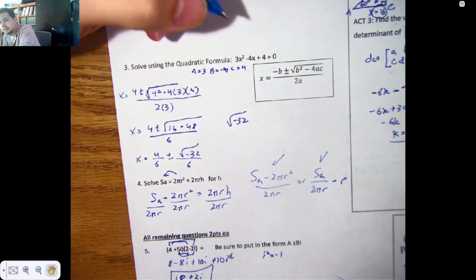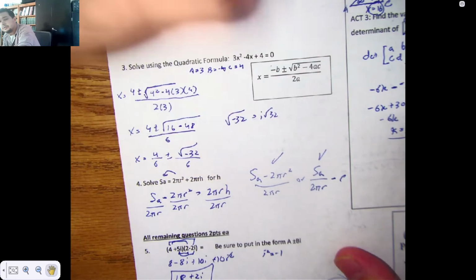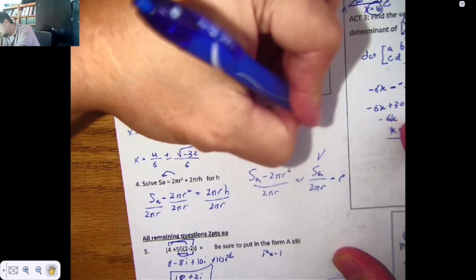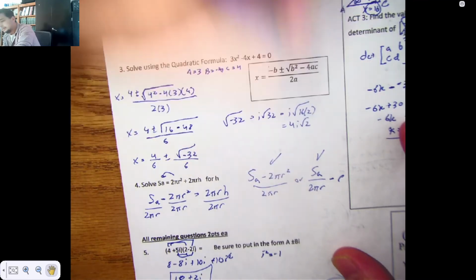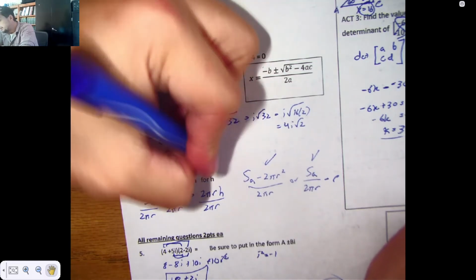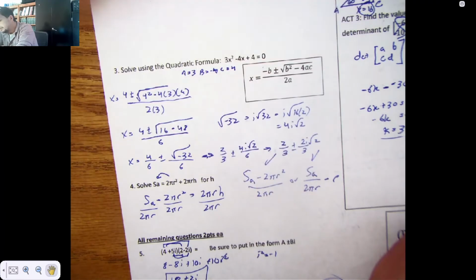So here's what I'm thinking about off to the side. Root of negative 32 is the imaginary root of 32. 32 factors as 16 times 2. And the root of 16 is 4. So 4i root 2. Now 4 over 6 is 2 over 3, plus or minus 4i root 2, still over a 6. 4 over 6 again is 2 over 3. There's your final answer.